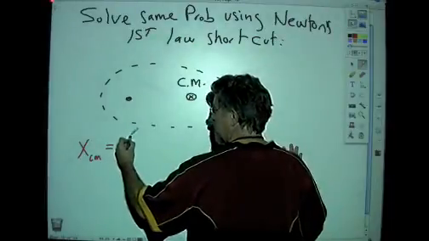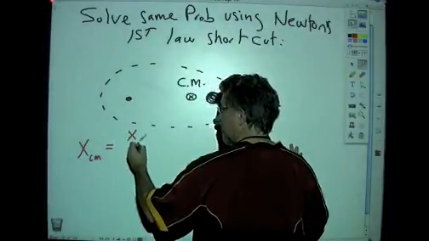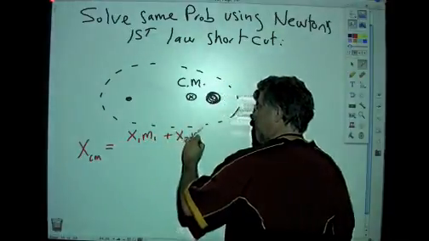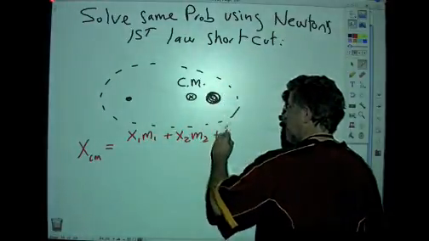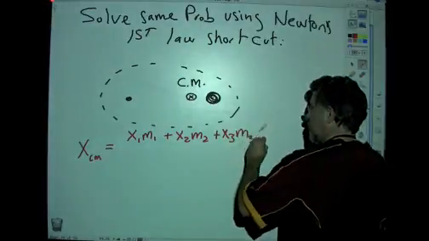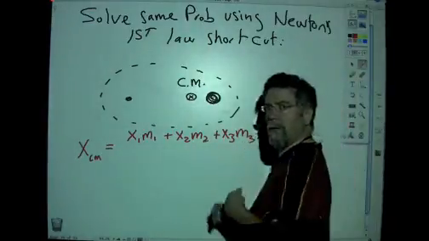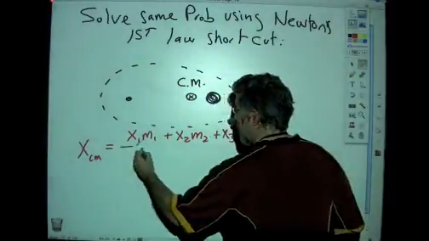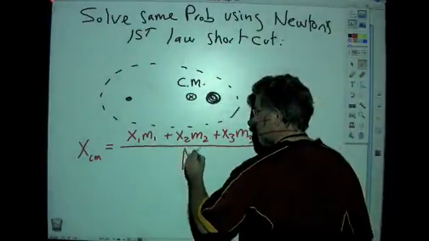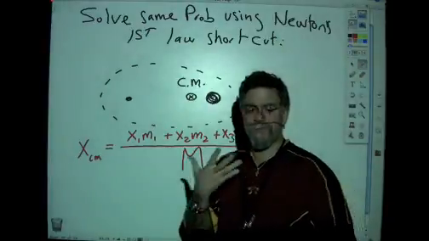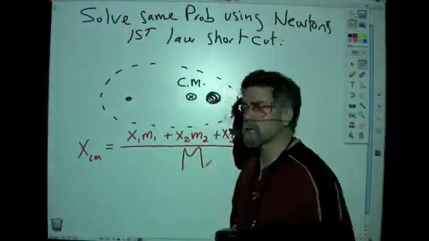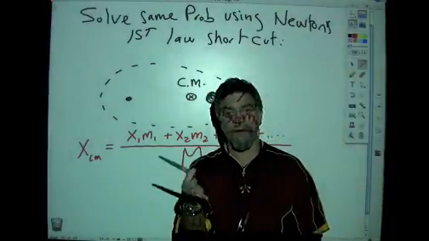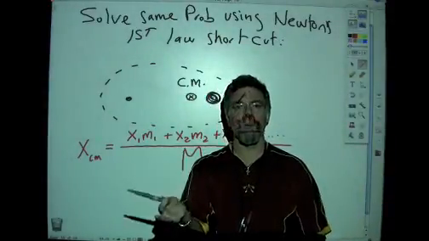X center of mass is, I'll show you the long version first, X1 M1 plus X2 M2 plus X3 M3 plus ... keeps going, all the particles. We only have 2, you might have 10, divided by the entire mass. When you plug into that formula, that's your center of mass. That's where your center of mass is from wherever you pick a convenient location, wherever you pick the origin.